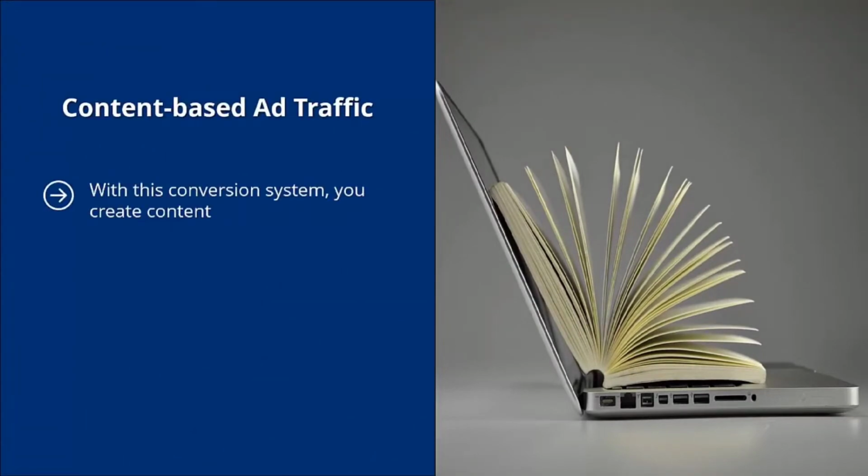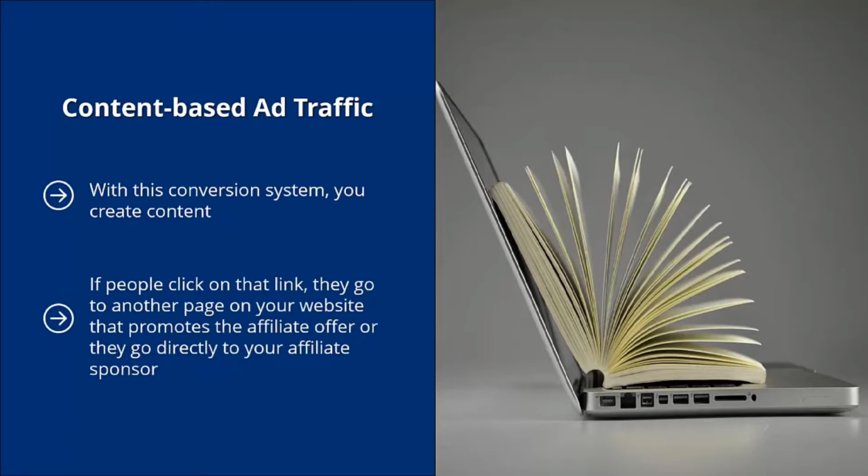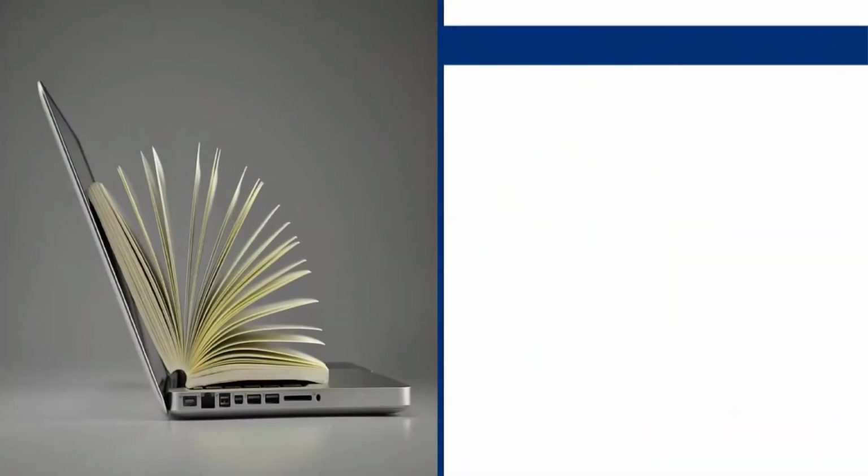Content-based ad traffic. With this conversion system, you create content. Maybe you are promoting the content on somebody else's website and paying them money to publish it, or you have a content site like a blog. Whatever the case may be, there's a link in your content. If people click on that link, they go to another page on your website that promotes the affiliate offer, or they go directly to your affiliate sponsor. These links can take the form of a text link, or they can be linked to an image.